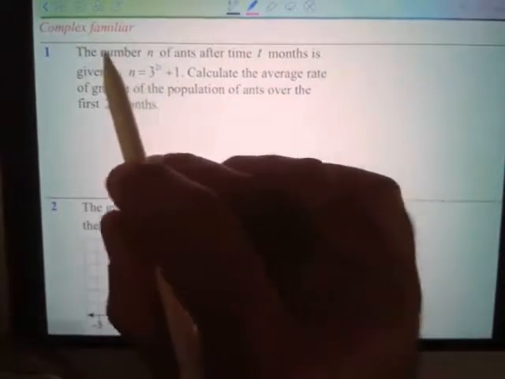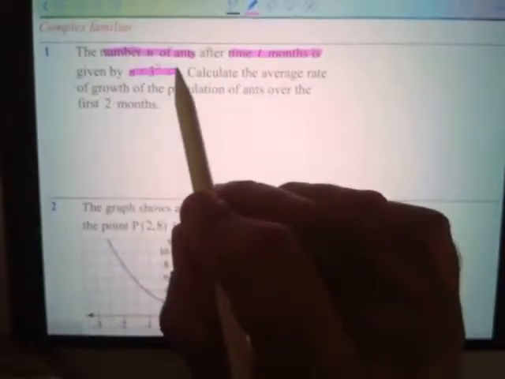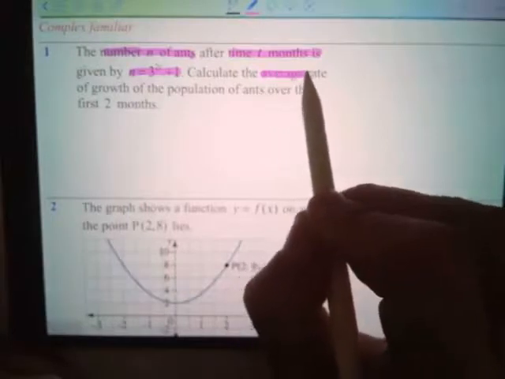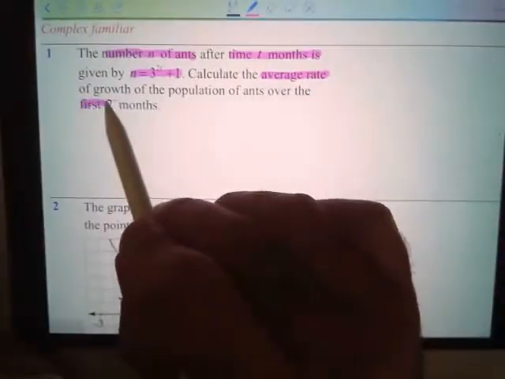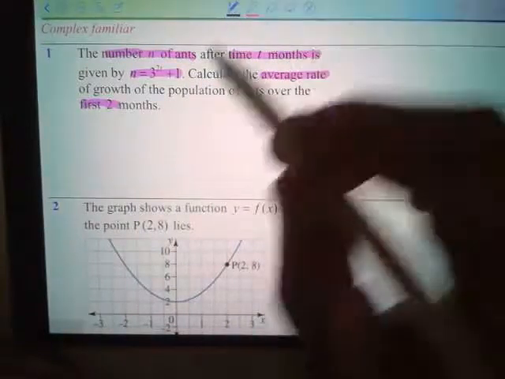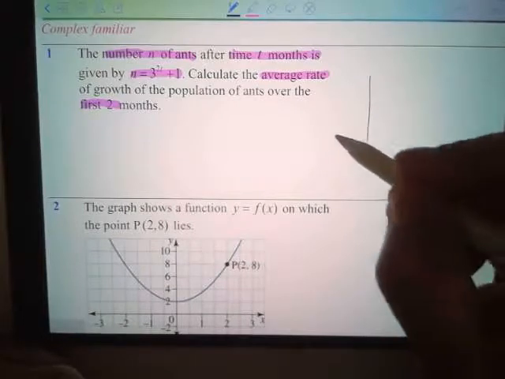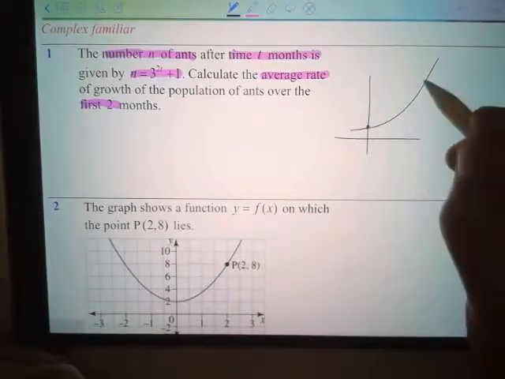The number n of ants after time t months is given by n equals 3 to the power 2t plus 1. Calculate the average rate of growth of the population of ants over the first 2 months. So what we need to quickly think about, if I look at that equation, my graph is going to look something like this, from 0 to 2.